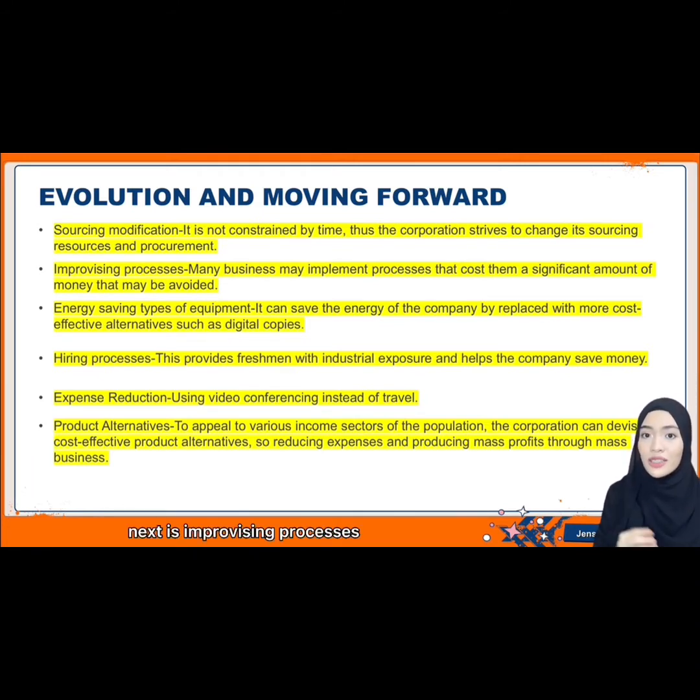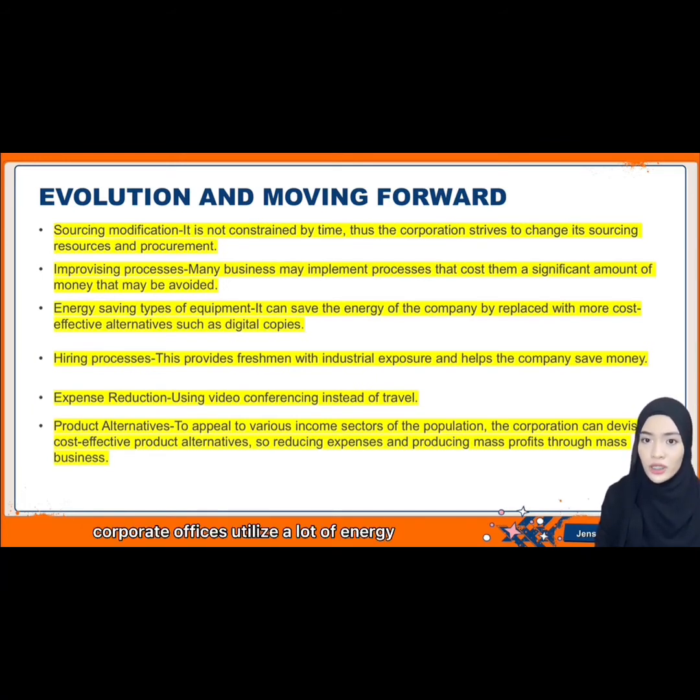Next is improvising processes. A lot of companies may incorporate processes which may cost them a lot of expenses, which can be avoided. Improvising processes in order to eliminate costs can also be a strategy of cost reduction. Little modifications in the manufacturing process, such as avoiding waste management processes or choosing environmentally friendly options, can help save costs over the long run.